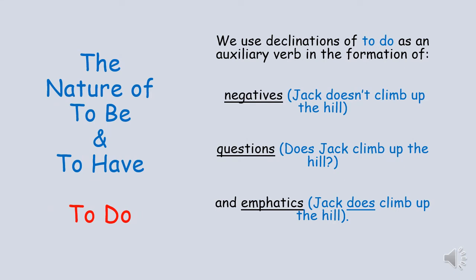We use declinations of to do as an auxiliary verb in the formation of three things. The first is negatives, as in the example, Jack doesn't climb up the hill. The second is questions, does Jack climb up the hill? And the third is emphatics, exemplified by Jack does climb up the hill.